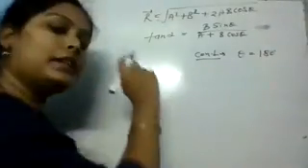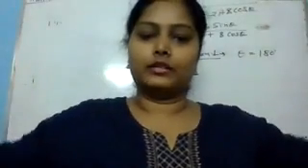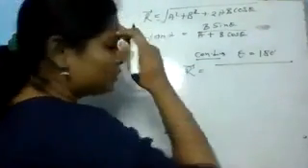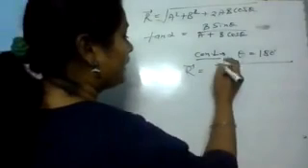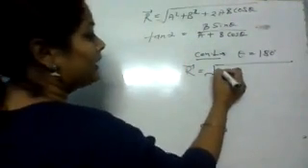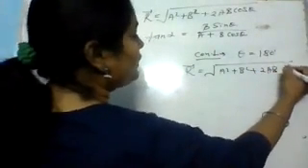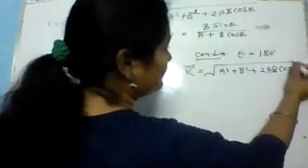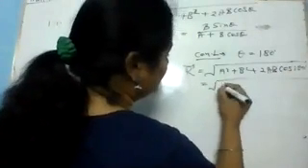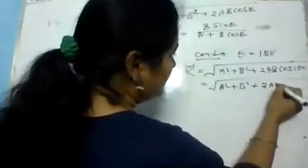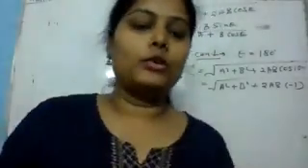180 degree. That means two vectors are anti-parallel and the angle between them is 180 degree. So what will be your resultant? Resultant is a square plus b square plus 2ab cos 180. What is the value of cos 180? It is -1, right.